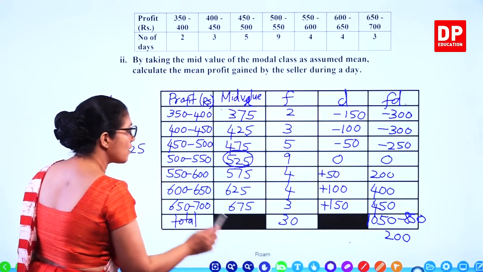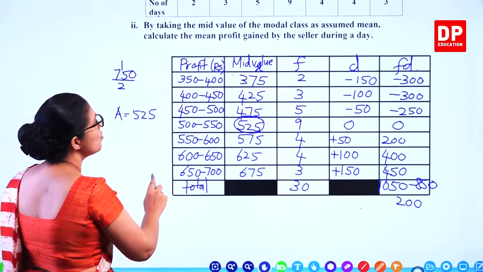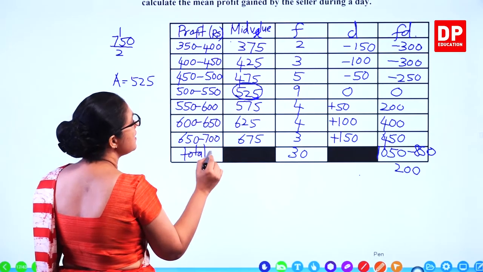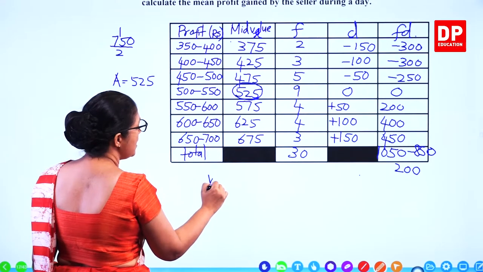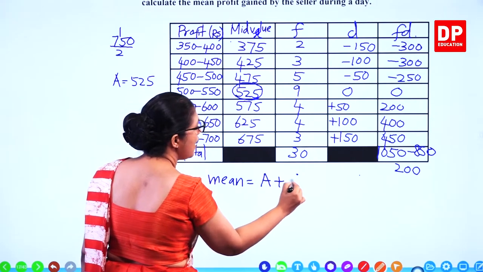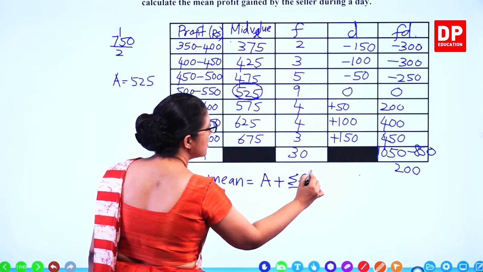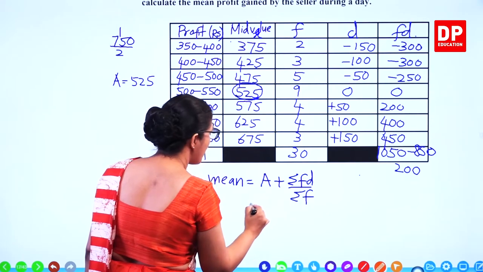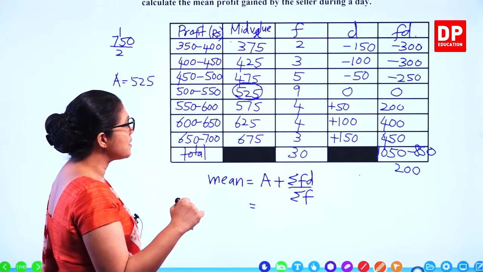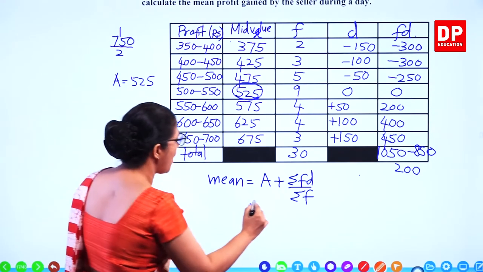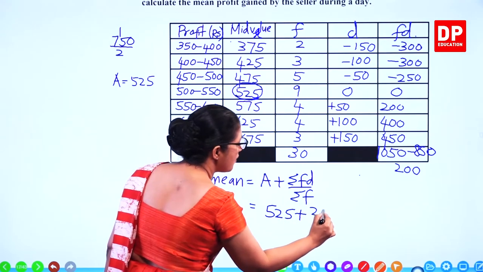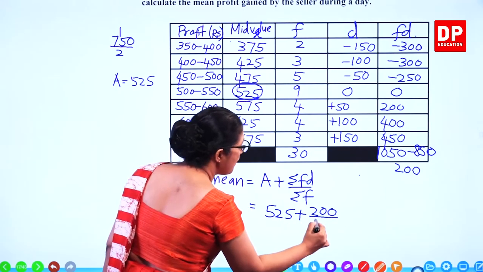Now we can calculate the mean value using the formula. So we found, assumed mean is that. So mean is equal to assumed mean plus sigma FD over sigma F, total frequency into D column divided by the total frequency. Assumed mean is 525 and this is 200. Divide by 30.